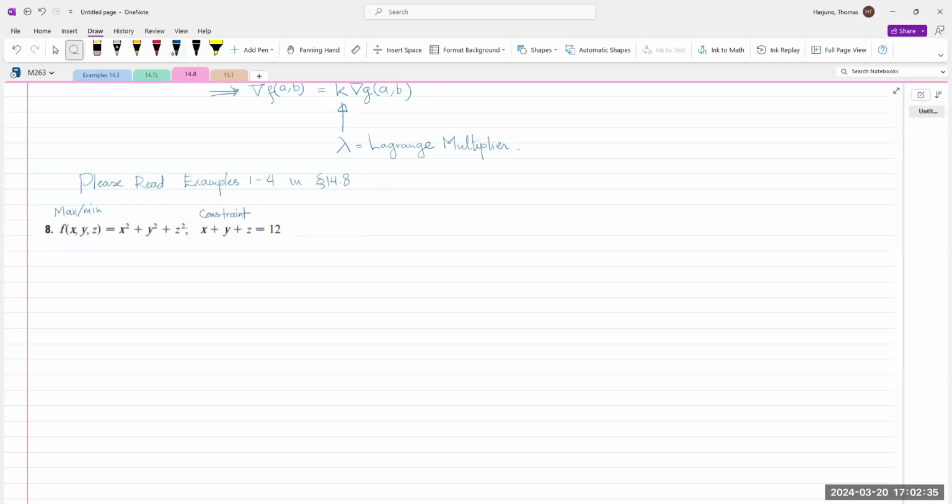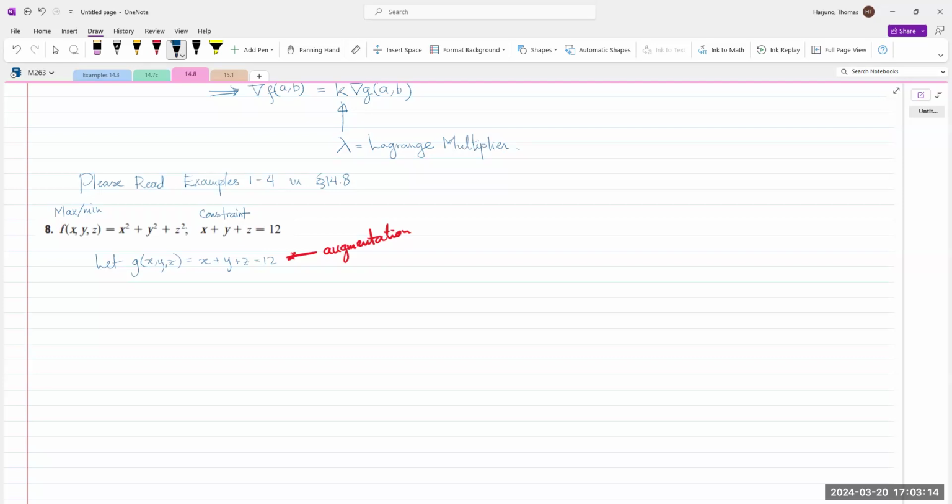Okay, so let's define g(x, y, z) equals x plus y plus z equals 12. If you think about this, this is basically augmentation. It's supposed to be an equation with three variables. Now we make it a function with three variables, but we set it equal to a constant.